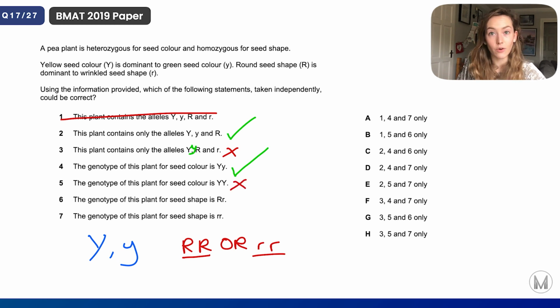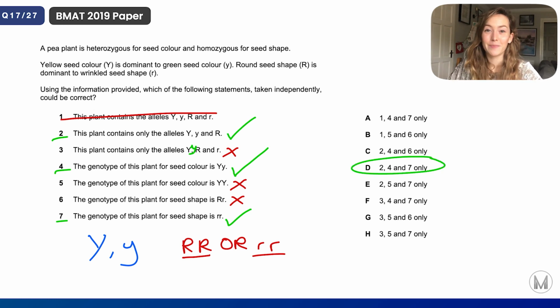So that statement's incorrect. For seed shape, capital R, lowercase r, that's heterozygous, but we've been told it's homozygous for seed shape. So that's also incorrect, but it could be both lowercase r because we are homozygous for seed shape. I can see that 2, 4, and 7 are correct independently. So my answer is D.